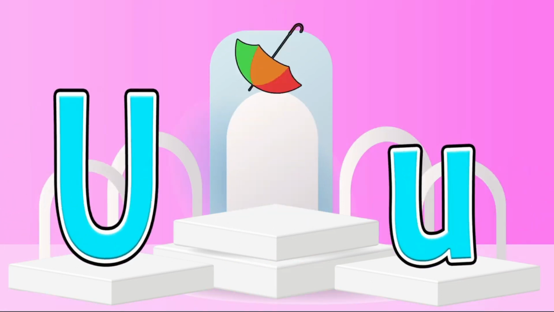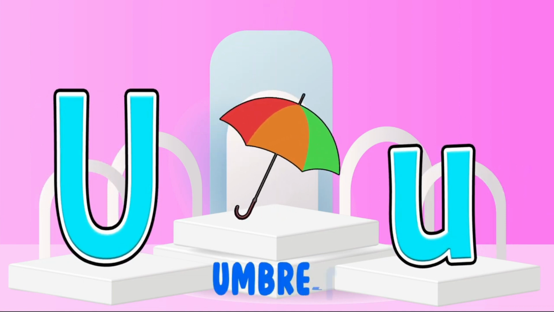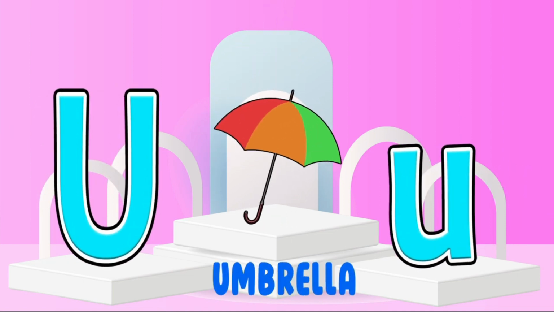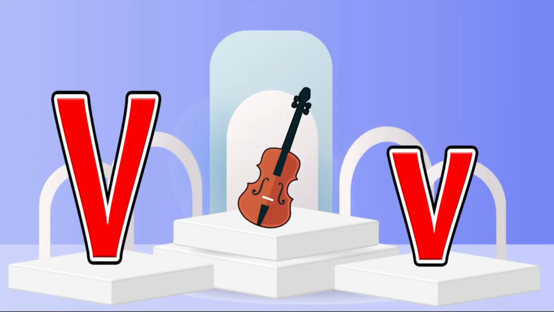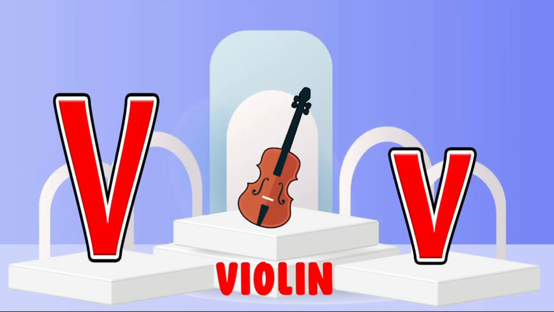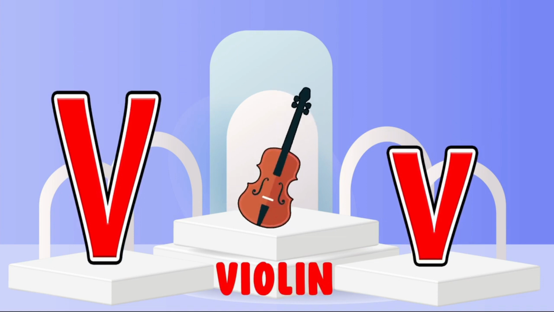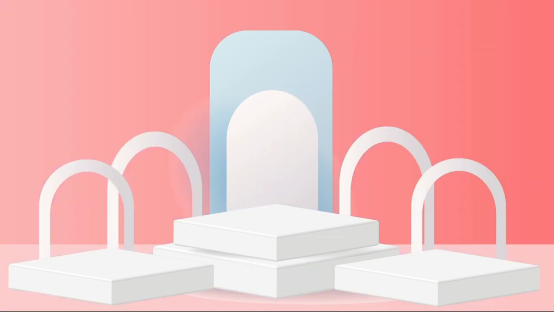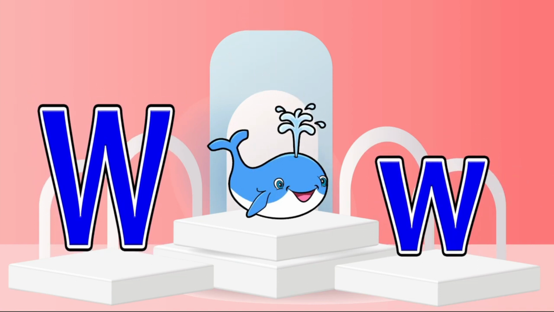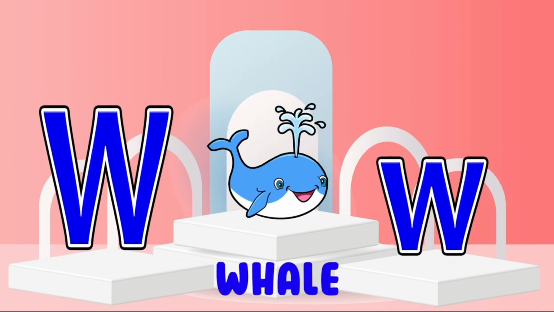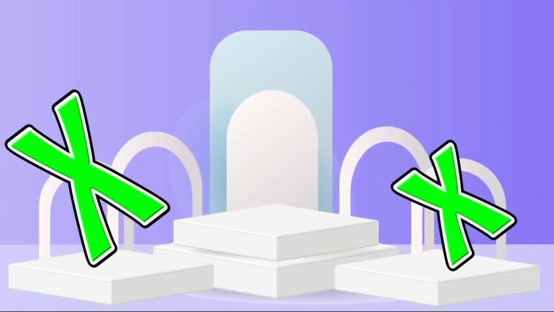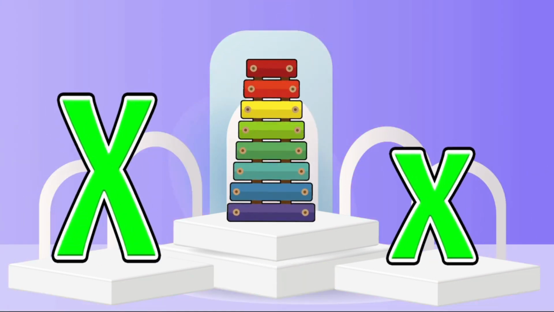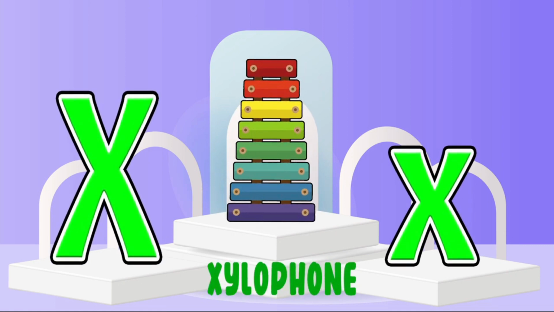U is for umbrella. Umbrella. V is for violin. Violin. W is for wheel. Wheel. X is for xylophone. Xylophone.